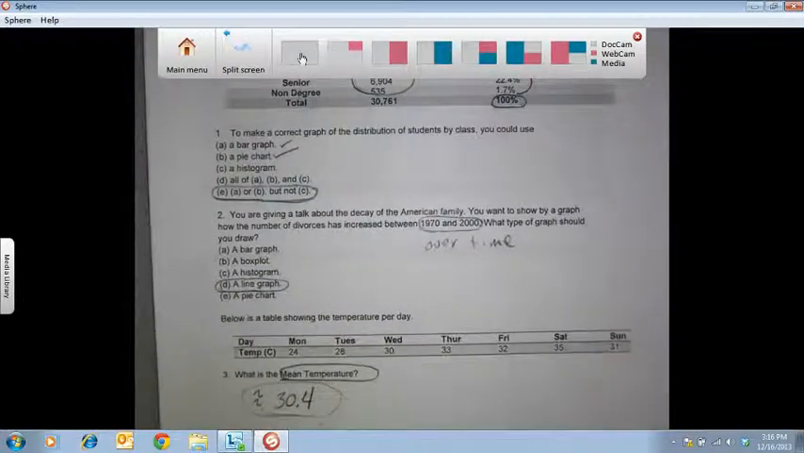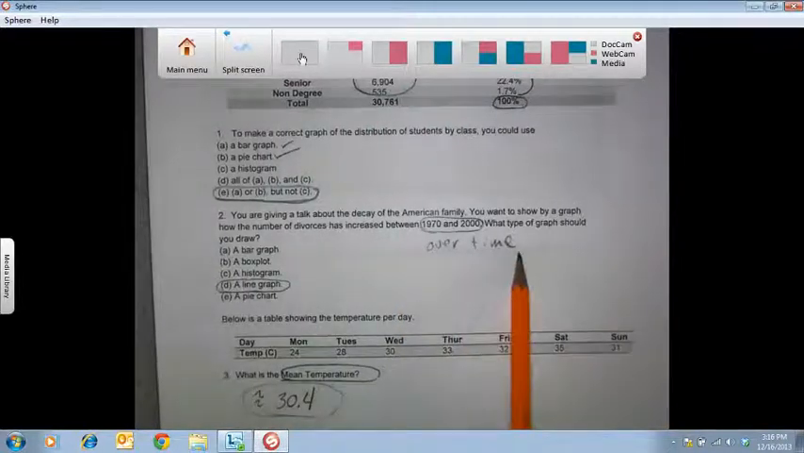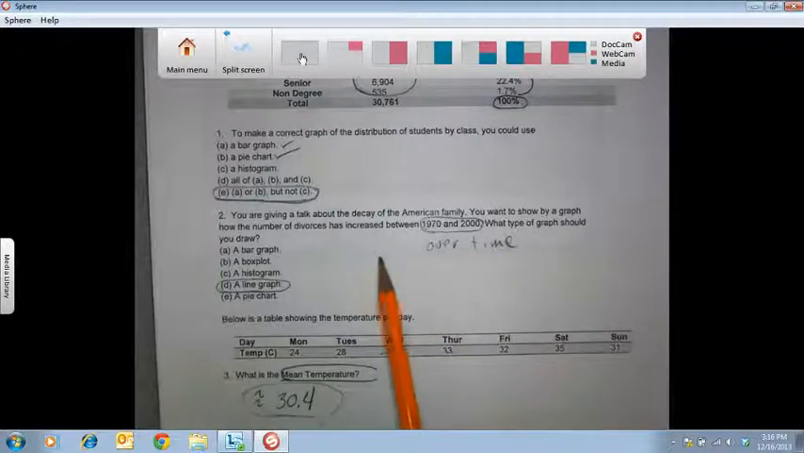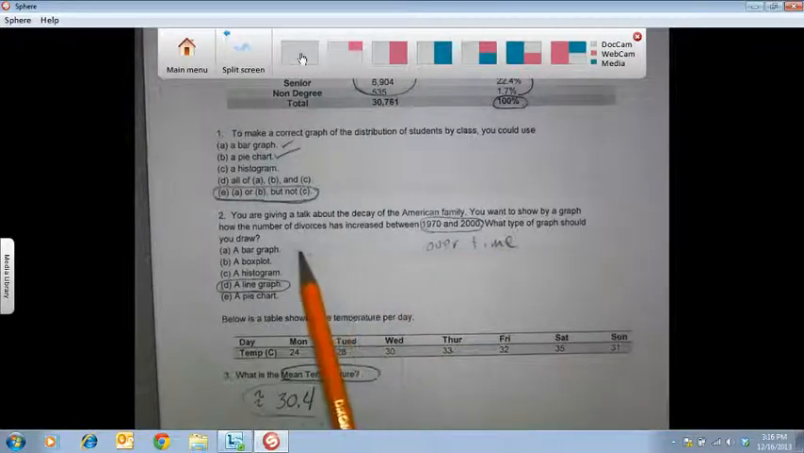Number 2, you are giving a talk about the decay of the American family. You want to show by a graph how the number of divorces has increased between 1970 and 2000. What type of graph should you draw? Between 1970 and 2000 is a graph that is over time. And you know that if you are graphing something over a specific amount of time, that's going to be a line graph. What I would like you to do for these graphs is to review each of them, and when you use them, from Chapter 4 to be completely prepared for the test.